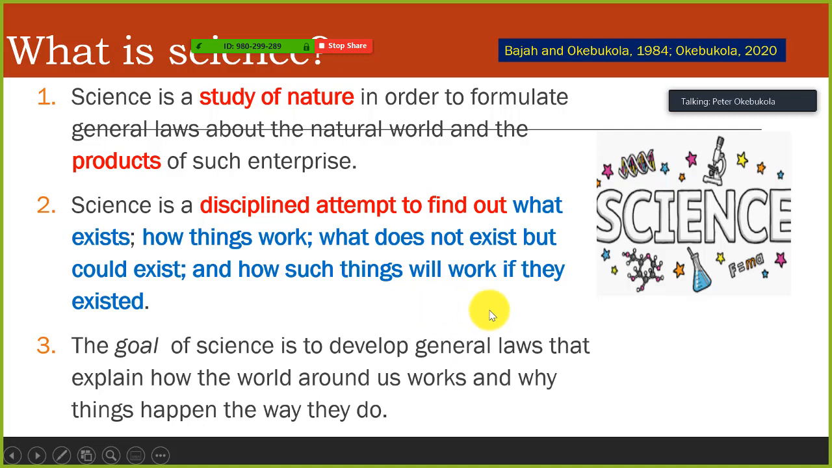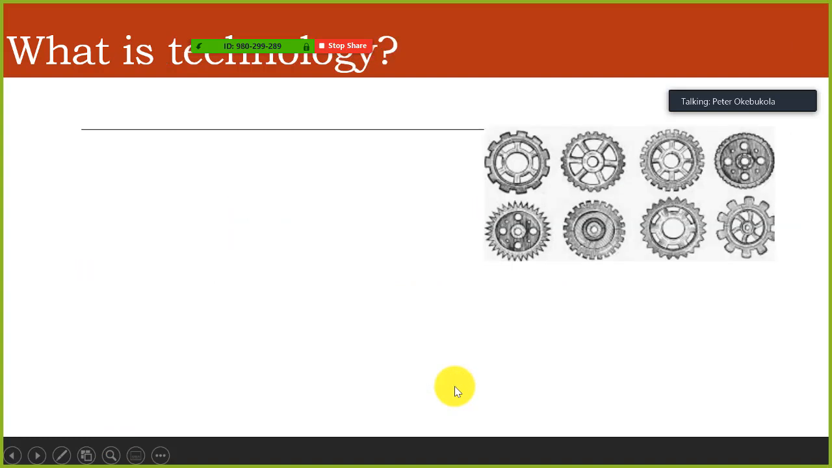Now, the goal of science is to develop general laws. All the scientists that you have in the class today, Professor Eduola Inka, VC of the University of Ibadan, a great geoscientist, and Professor Nimi Briggs, a great medical scientist, all we are aiming to do is to develop general laws that will explain how the world around us works and why things happen the way they do.